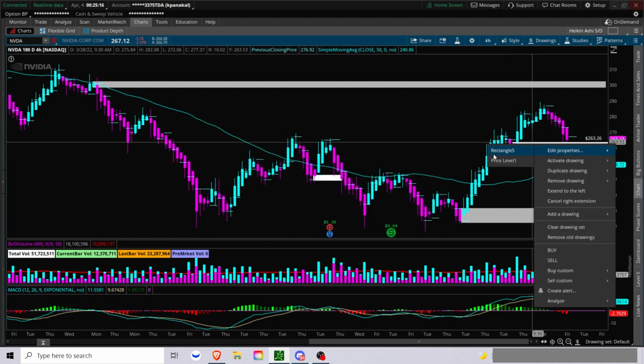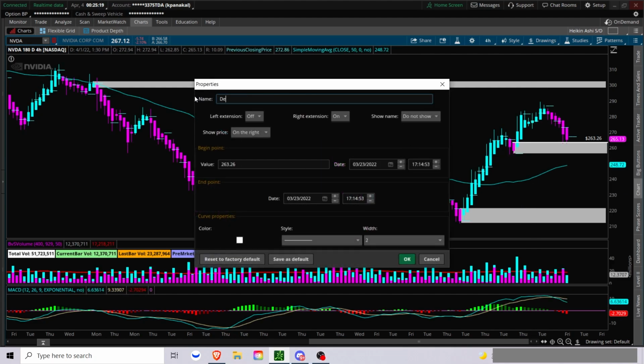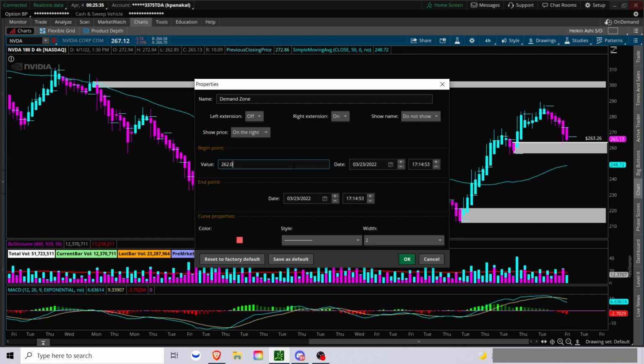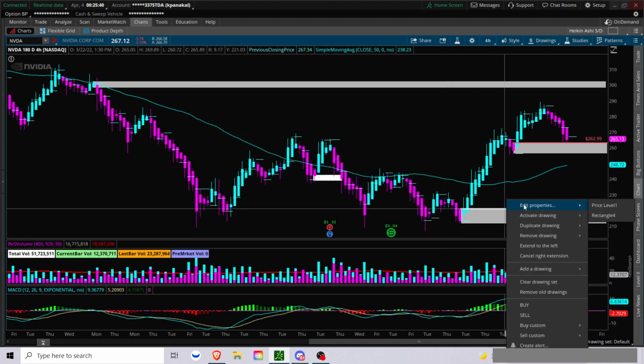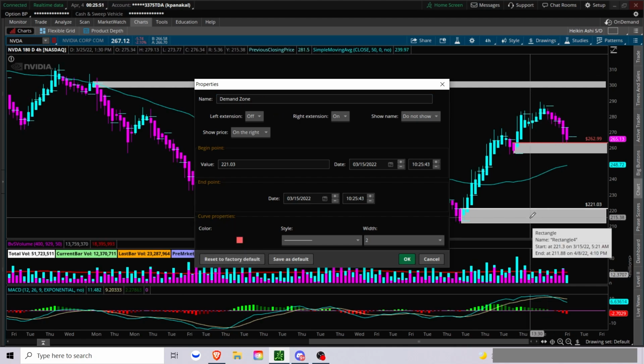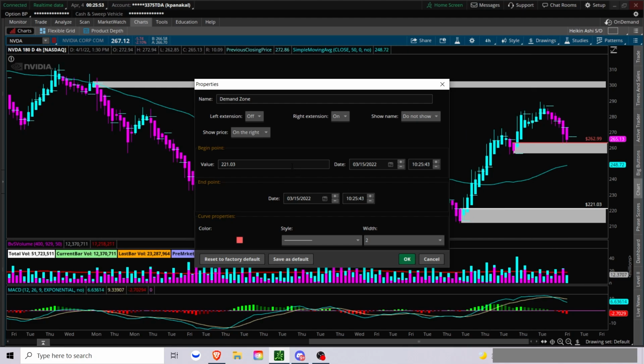Whoops, wrong thing. So this is going to be a demand zone. It starts at 262.99. Right, and then we have a second demand zone, which starts at 221.30.